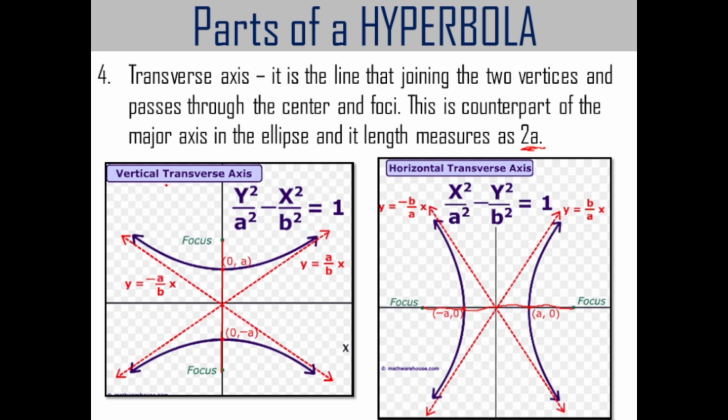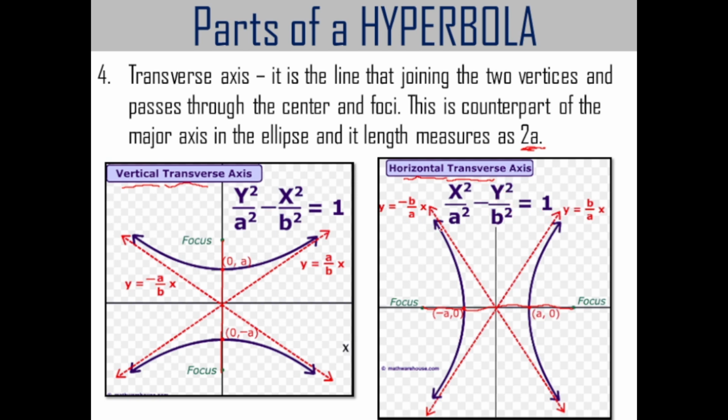Pero, dapat alam mo yung posisyon ng ating transverse axis. Kapag vertical po yung ating transverse axis, yung y square over a square minus x square over b square equal to 1 ang equation na gagamitin. Kapag yung transverse axis natin ay horizontal, pag ganito po, no? Horizontal, ibig po sabihin, ang ating equation na gagamitin ay x square over a square minus y square over b square equal to 1. Okay.